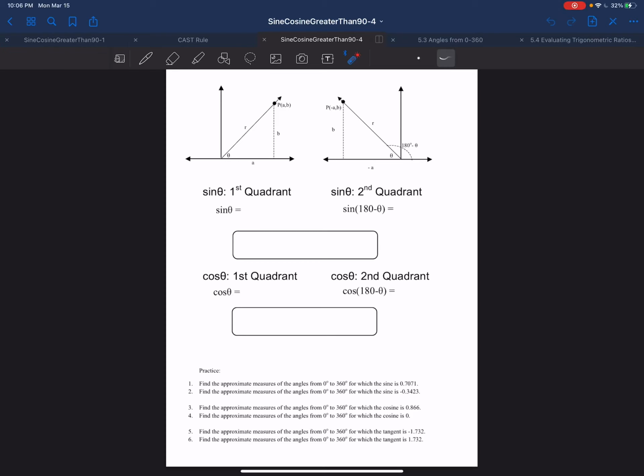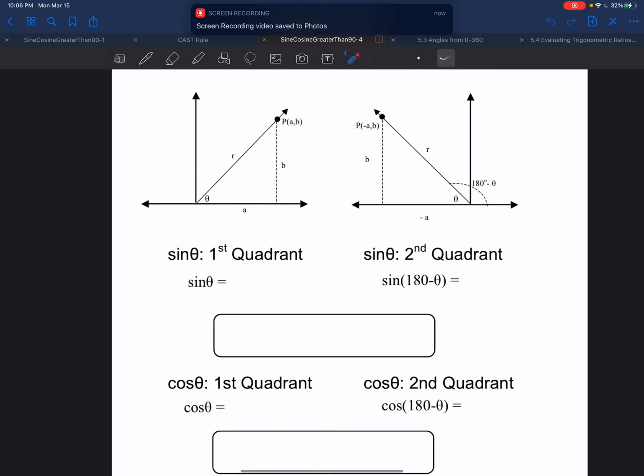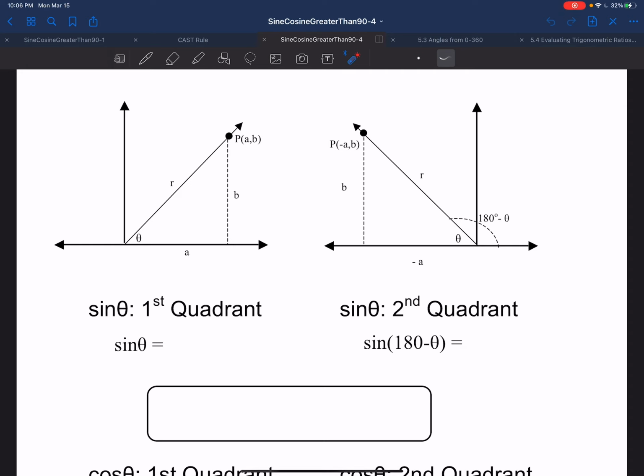Okay, so just a little more background on where the CAST rule comes from. It's not just because my calculator tells me so. There are reasonings behind it. So let's say we have a point, P, and that the coordinates of P are (A, B). So whatever it is, it doesn't matter what A and B are.